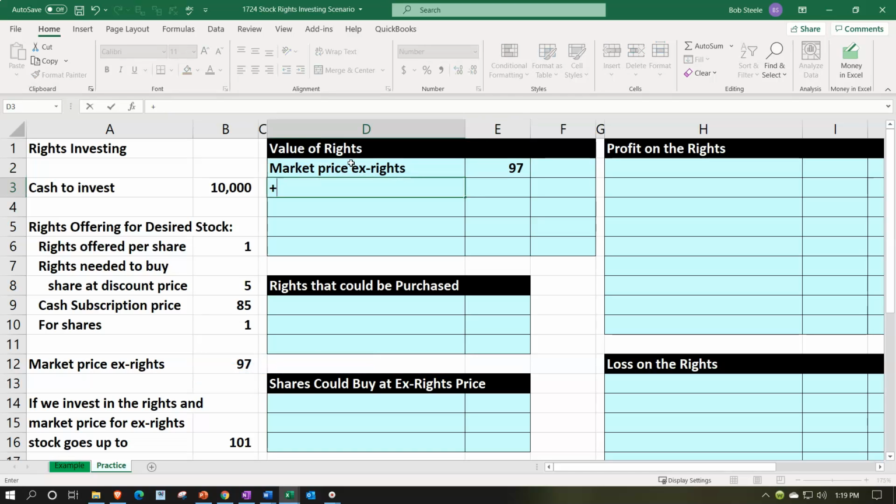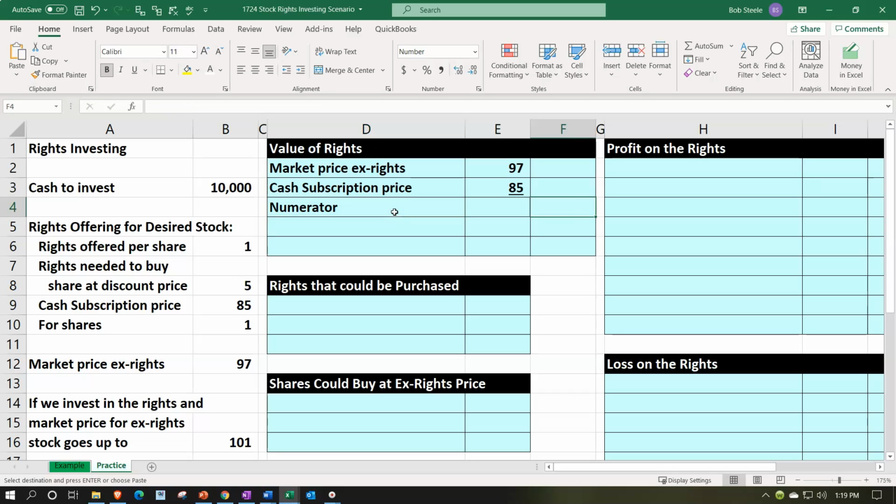And then we're going to compare that to the cash we need along with the rights, the 5 rights and the cash. So we're going to be able to pay the discounted price of the 85, underlining that: home tab, font group, and underline. That gives us what we'll call the numerator or the difference, which is the 97 minus the 85. The denominator is the number of rights needed, which we said were 5 rights in order to buy one share. So we go to the font group, underline. That's going to give the value of the rights.